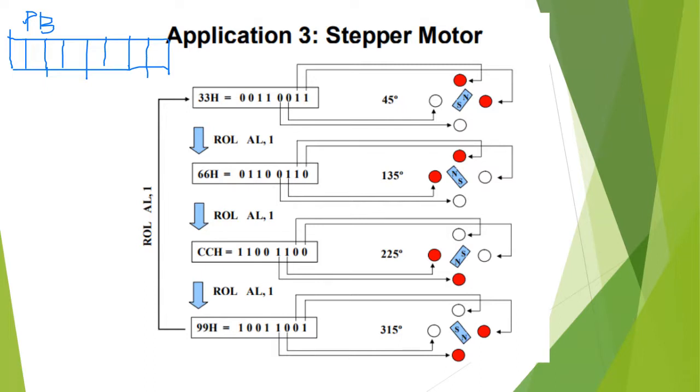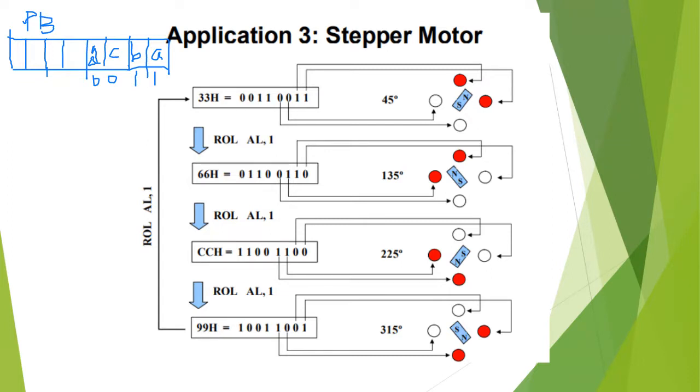For example, this one is A, this one is B, this one is C, and this one is D. The others are unused, but they should be symmetrical. Now, for example, A and B must be 1, they are turned on, others are off. So look here, C and D off, A and B on.